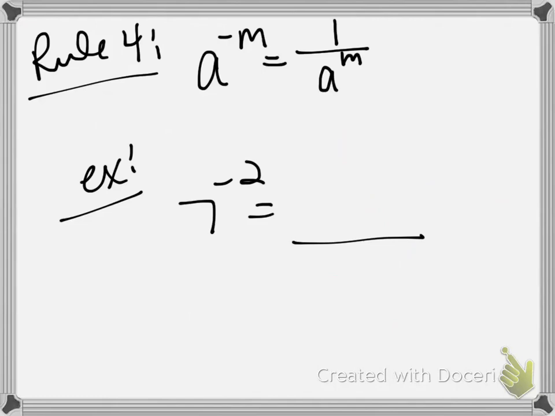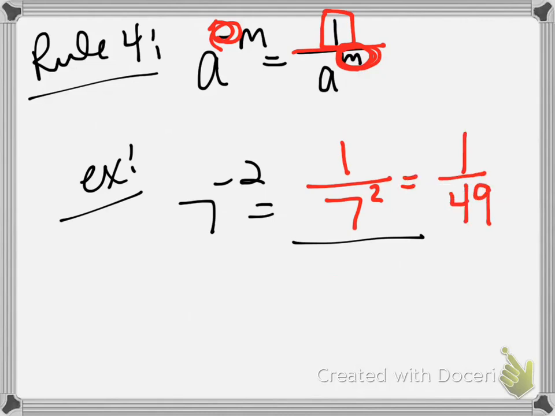Rule number 4 is the negative exponent power. If I have a negative exponent, I can rewrite my power as a positive exponent by rewriting this whole problem. So if I have a to the negative m, I can rewrite it as 1 over a to the positive m. This one was negative, but this one is positive. So if I have 7 to the negative 2, I can write it as 1 over 7 to the positive 2 power. And I could even go ahead and say that's 1 over 49.